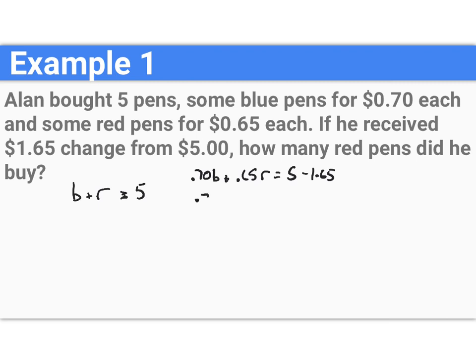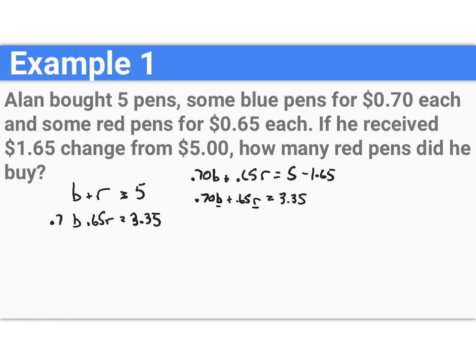So 70 cents for each blue pen and 65 cents for each red pen, and 5 minus 1.65 is 3.35. Oh, look, I've got the same variables, so that means I have a system of equations. And now that we have to deal with decimals, how do we do it? We wrote these in standard form of a line, so we can go ahead and solve it like it is.